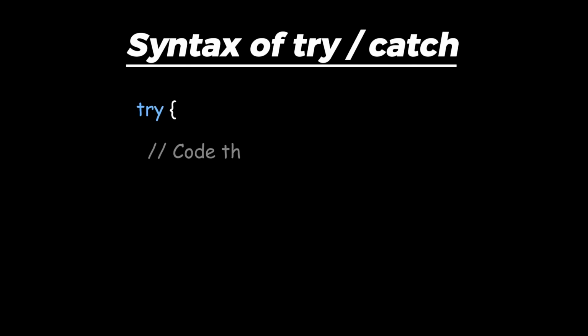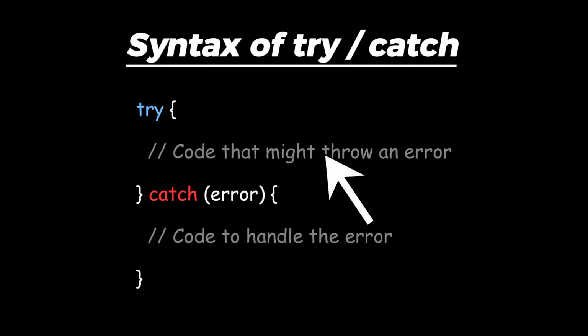And this is the syntax of try and catch. Try is where you write the risky code, the code you think might throw an error. If something goes wrong, it jumps to the catch block where we handle that error nicely.